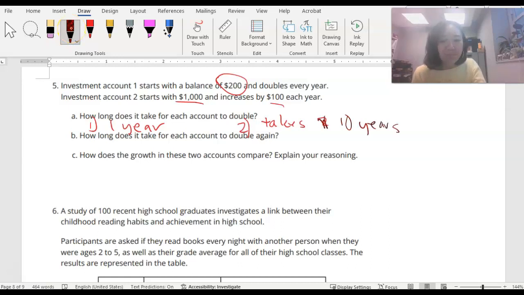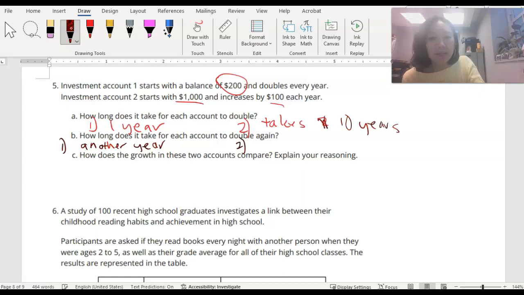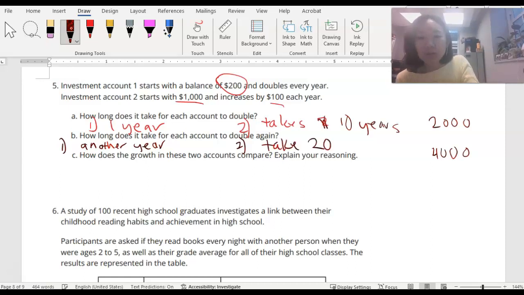Okay. It says, how long does it take for each account to double again? So again, this would now take, for account 1, another year, because it's going to go from 200 to 400 to 800, right? And then the second account now, so it's gone from 1,000 to 2,000 in 10 years, right? So to get to 4,000, it would need to grow 2,000 more dollars. And so that's going to take 20 years.